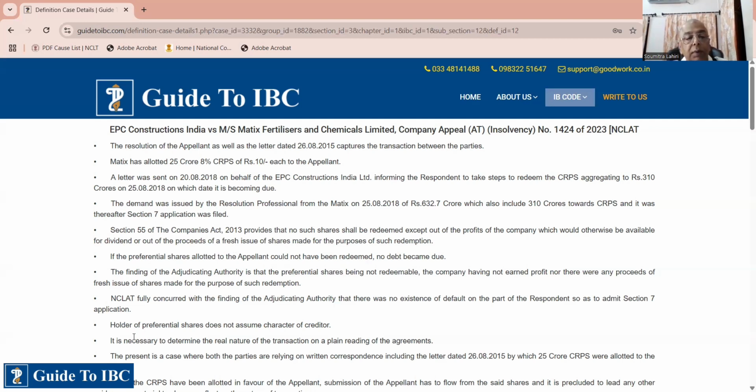In fact, in one of the Bombay High Court judgments, it was stated that the holder of a preference share does not assume the character of a creditor. But this does not really apply in this particular case. It's as per the agreement. The shares were supposed to be redeemed. The company was, but the adjudicating authority found that the company is not making profit. The findings of the adjudicating authority is that the preference shares being not redeemable, the company having not earned profit, nor were there any proceeds of a fresh issue of shares made for the purpose of such redemption. NCLAT fully concurred with the findings of the adjudicating authority that there was no existence of default on the part of the respondent so as to admit the Section 7 application.